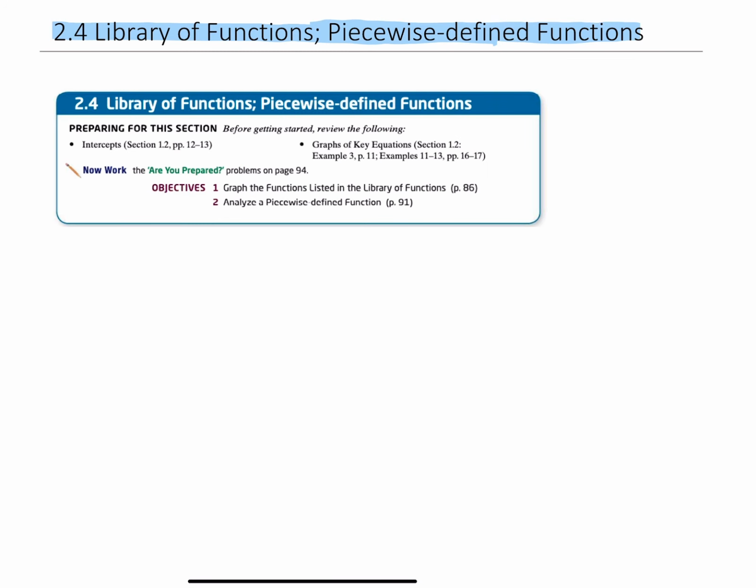All right, that was section 2.4. So we looked at all of our library of functions, also known as the parent functions. And then we also looked at piecewise functions and how we can determine their properties, graph them, and then build one out of some situation. So that'll be it for this video, and I'll see you next time.